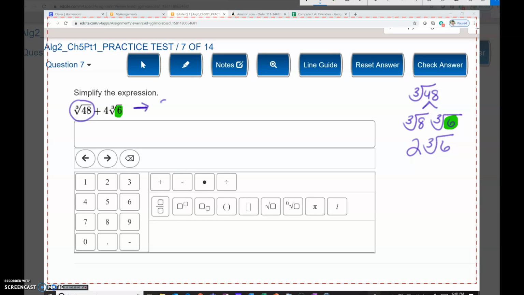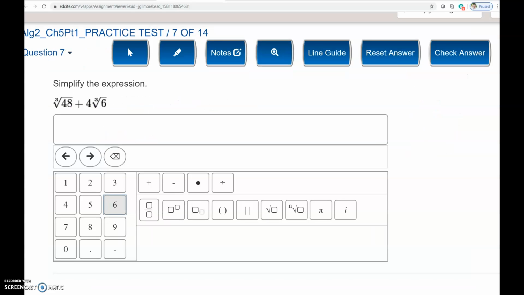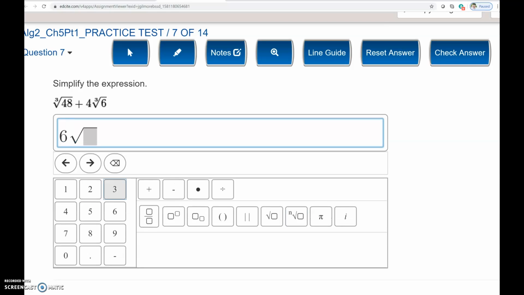So this thing is really saying 2 times the 3rd root of 6 plus 4 times the 3rd root of 6. Now that it's written that way, what is our answer? 6 times the 3rd root of 6. So 6, your little nth root thing, so you can type in the 3rd root of 6.